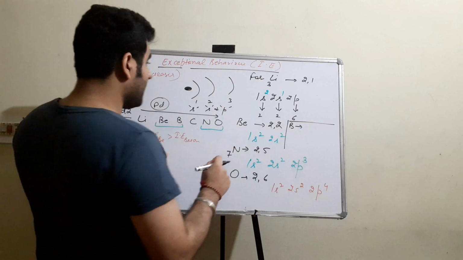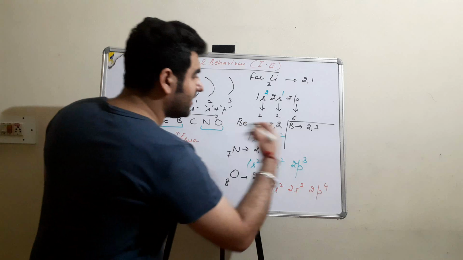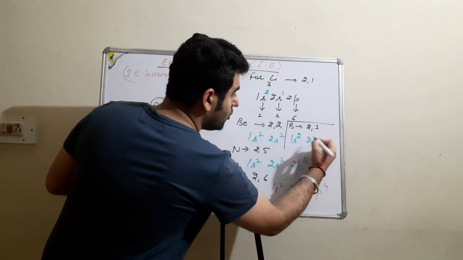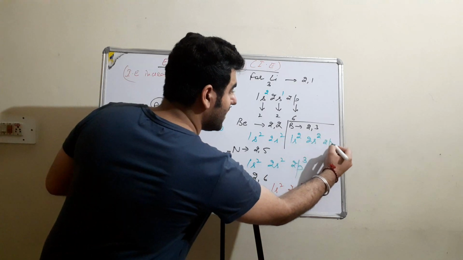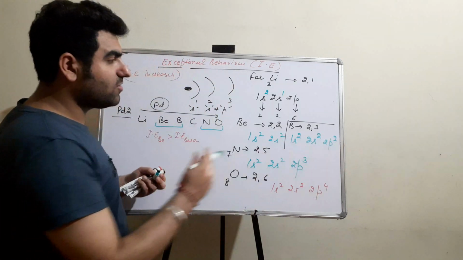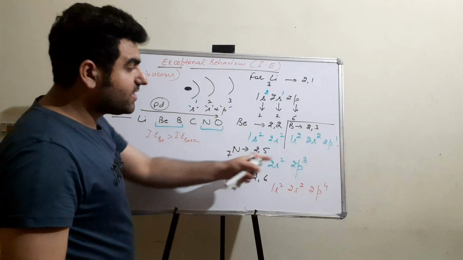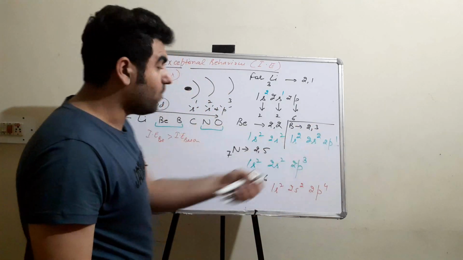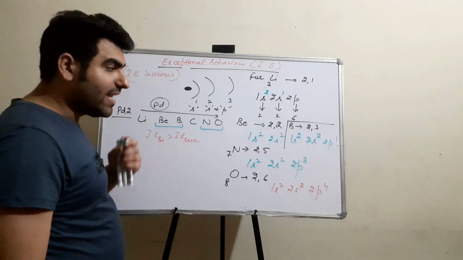Let me write down boron. Lithium, beryllium, boron. Boron is 2, 3, written as 1s2, 2s2, 2p1. So 2, 2 is 4, and 1 makes 5. This is like 1s2, 2s2, 2p1. Here the ionization energy of beryllium is greater than boron as an exceptional behavior.